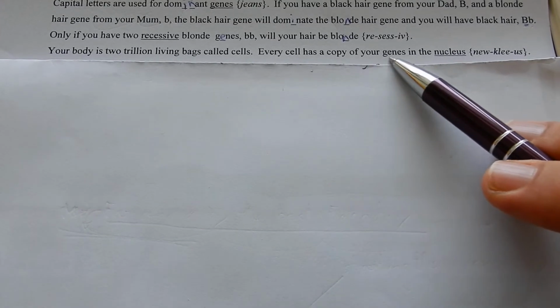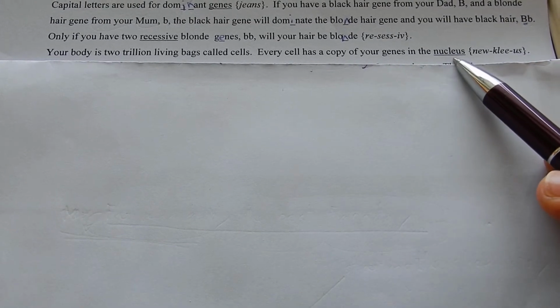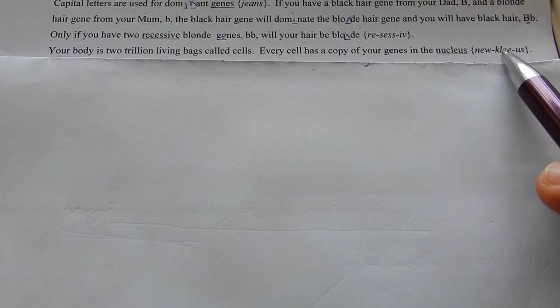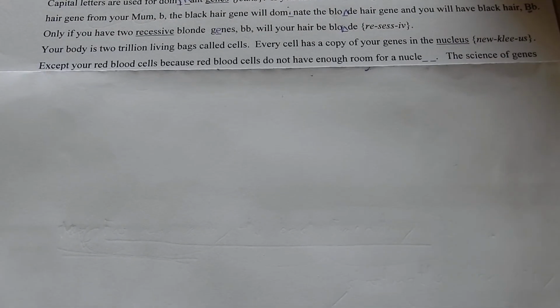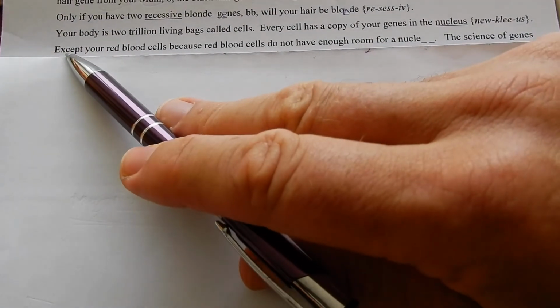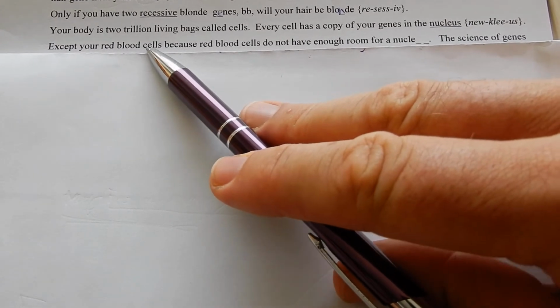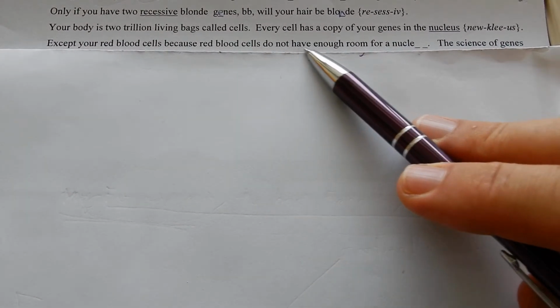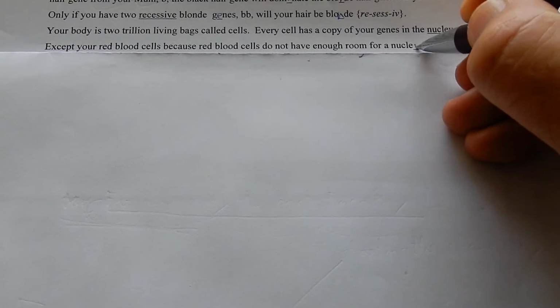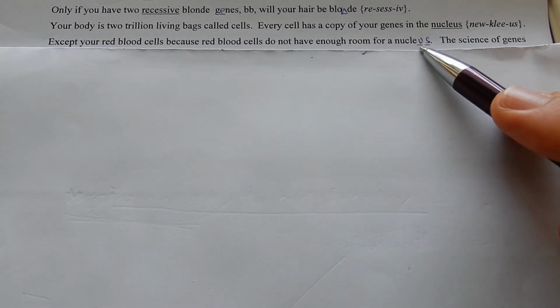Every cell has a copy of your genes in the nucleus. Yeah, apart from, there's always an exception, the red blood cells. The red blood cells are too small to have genes in them. They're full of oxygen and hemoglobin. Red blood cells do not have enough room for a nucleus. Yeah, they don't live very long because of that.